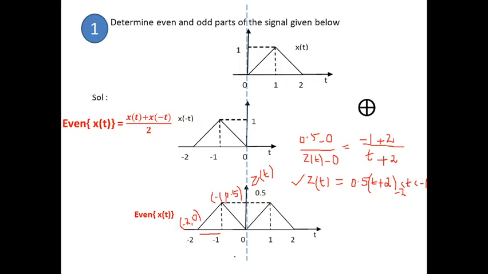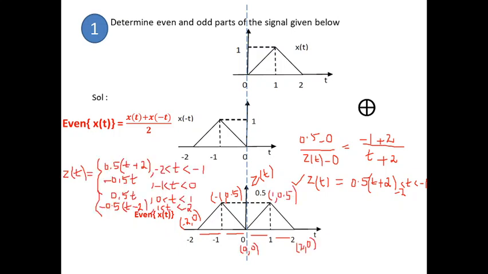In the same way, you can proceed and find out for the other regions. That is, you have to find out for minus 1 to 0, then 0 to 1, and then from 1 to 2. I would request you to pause the video for some time. Try to find out the expressions for that. And so students, I hope you would have completed.